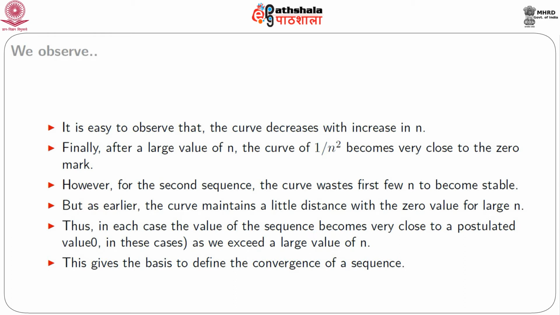So we observe that each of the curves decreases with increase in n. Finally, after a large value of n, the curve of 1 by n square becomes very close to the 0 mark. However, for the second sequence, the curve takes the first few n to become stable. But as earlier, the curve maintains a little distance from the 0 value for large n. Thus, in each case, the value of the sequence becomes very close to a postulated value 0. In fact, this 0 is postulated for the given examples. It might not be possible that for other sequences we get the postulated value as 0. In each case, the value of the sequence becomes very close to a postulated value as we exceed a large value of n. This gives the basis to define the convergence of a sequence.